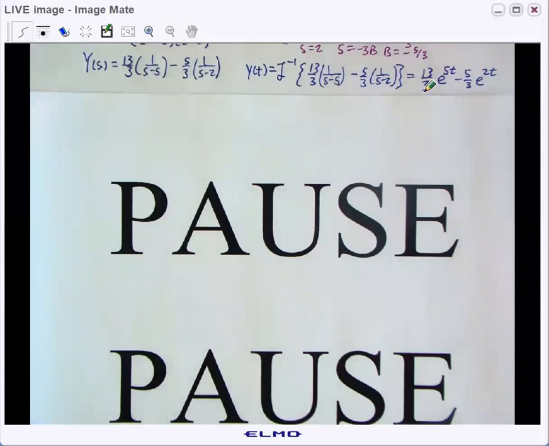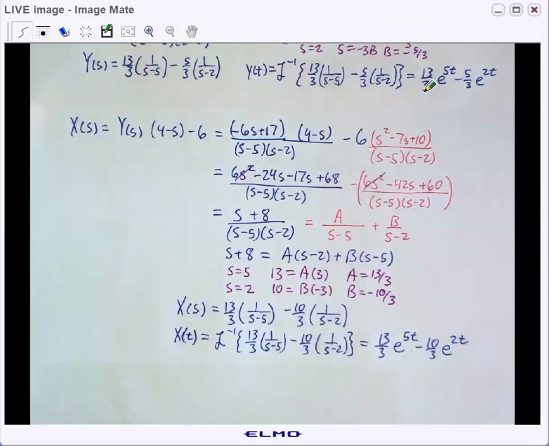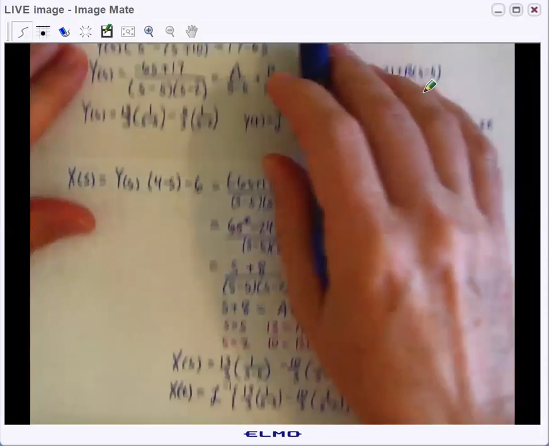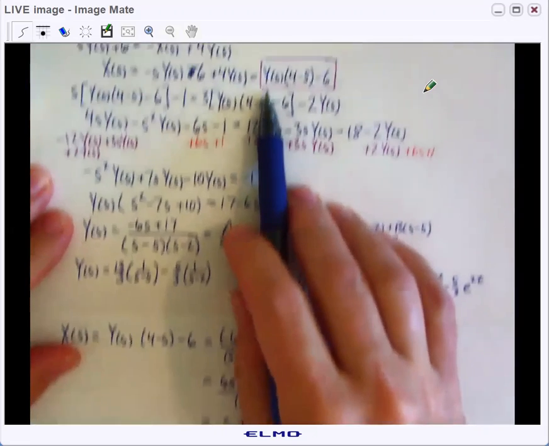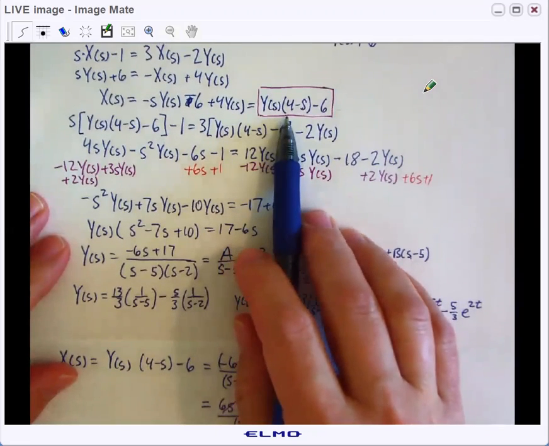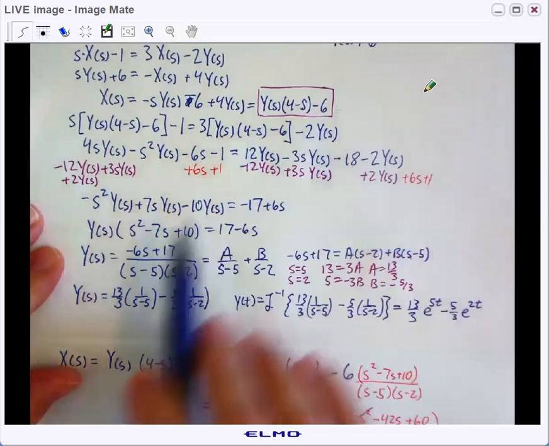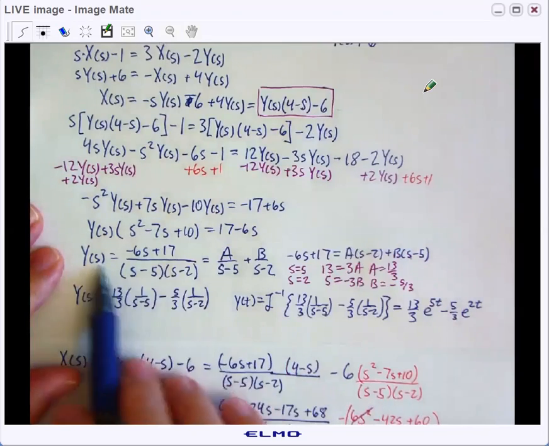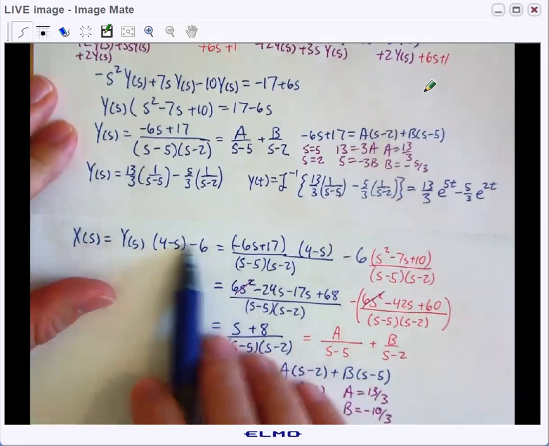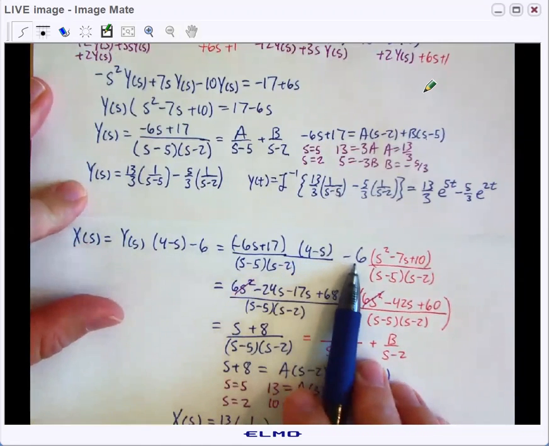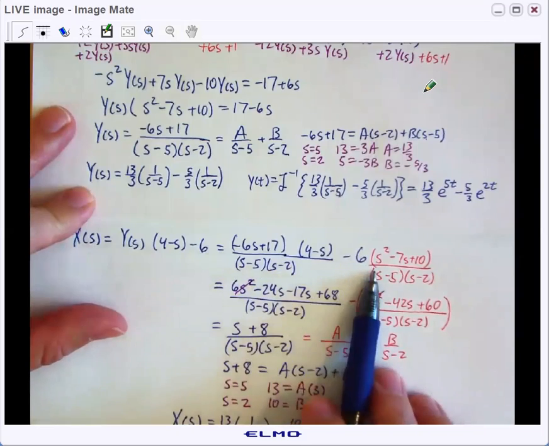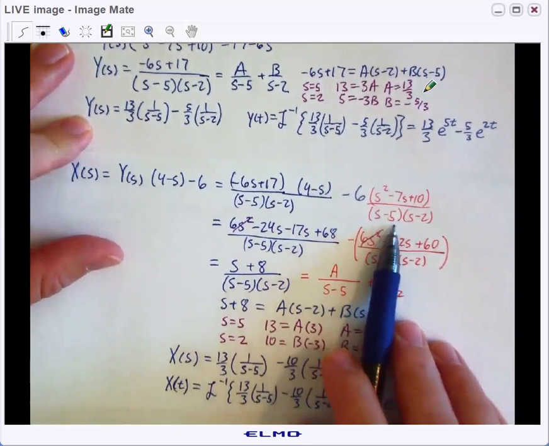Okay, so hopefully you were able to work on that. So I went back up and said, hey, x of s is y of s times 4 minus x and then all minus 6. Remembering that y of s was this guy, substituting that in and then subtracting 6. But to subtract fractions, we need a common denominator.